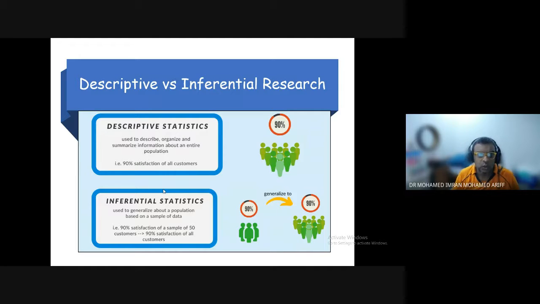Descriptive statistics used to describe 90% satisfaction for all customers. Inferential statistics used to generalize about a population based on the sample of data. Okay, 90% of satisfaction of sample of 50 customers. So we assume that 90% satisfaction of all customers. Okay, 90%. But sometimes susah juga nak dapatkan, nak infer betul-betul.